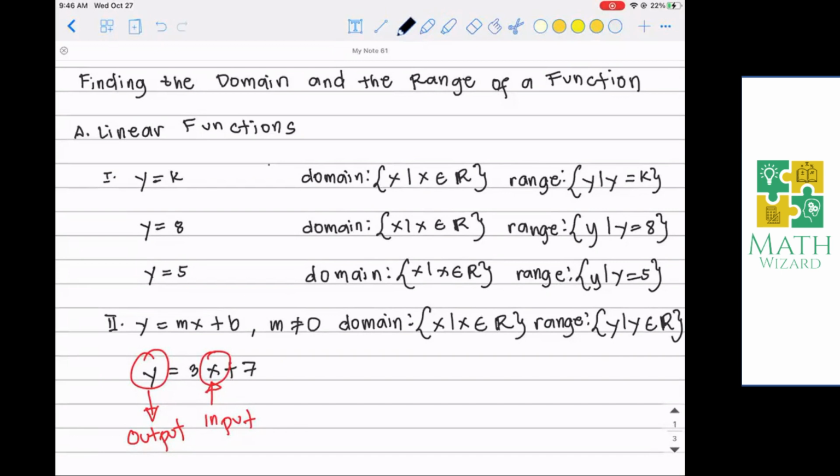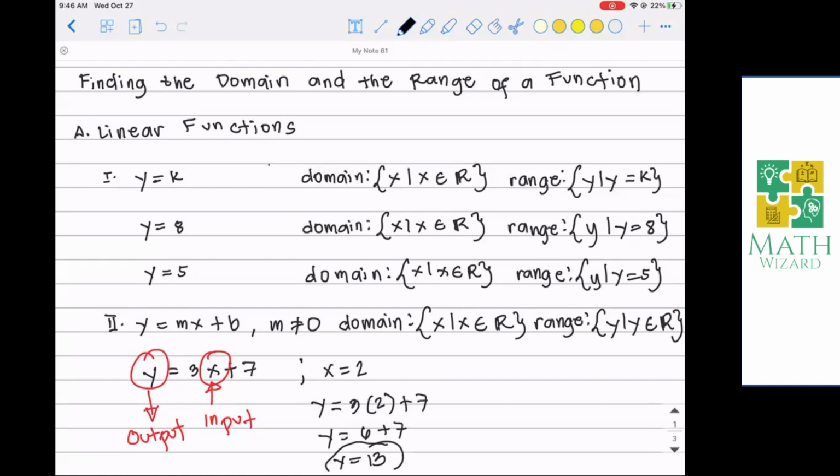Let's have an example, no? Let's say we have the x is equal to, ang naisip natin na real numbers ay 2. Kung iso-substitute natin yan, that's y is equal to 3 times 2 plus 7. So y is equal to 6 plus 7, y is equal to 13. And 13 is a real numbers. Pwede rin tayo mag-try ng ibang number, a real number.